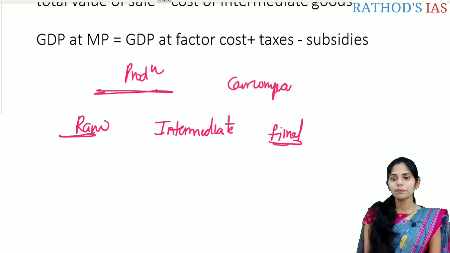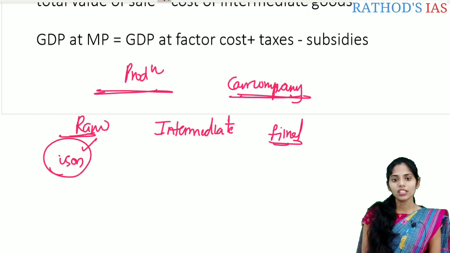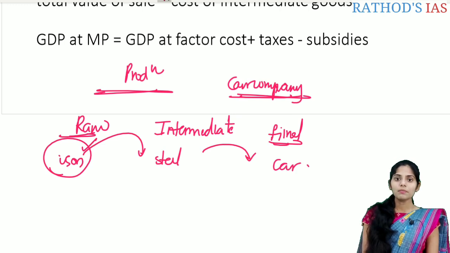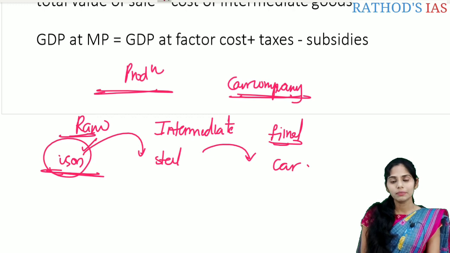So this car company will manufacture the cars. For example, if we want the raw material, that is the iron ore, this iron ore is converted into the steel, and this steel is used for the final production of the car. If you see this iron ore, there will be no intermediate product here. Directly this iron ore will be extracted through mining.